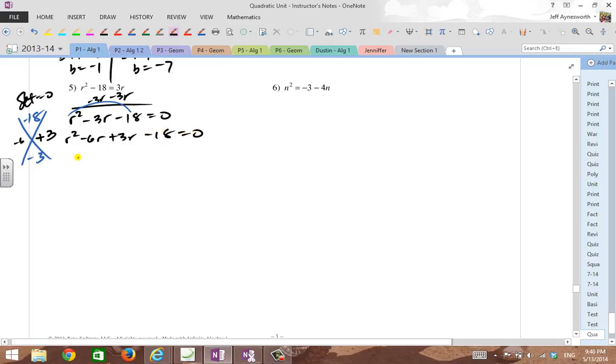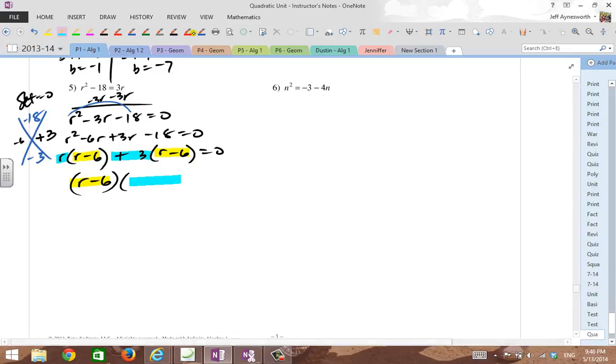since that's our main technique. Factor out the GCF. 3 is the GCF here. Factor out a common binomial. I see an r minus 6 in common. Let's write that down first. Let's multiply it by the remaining factors, r plus 3, and put that here. And get r plus 3.